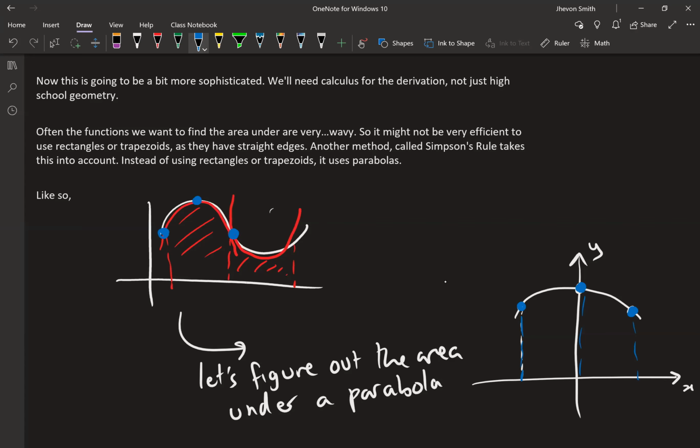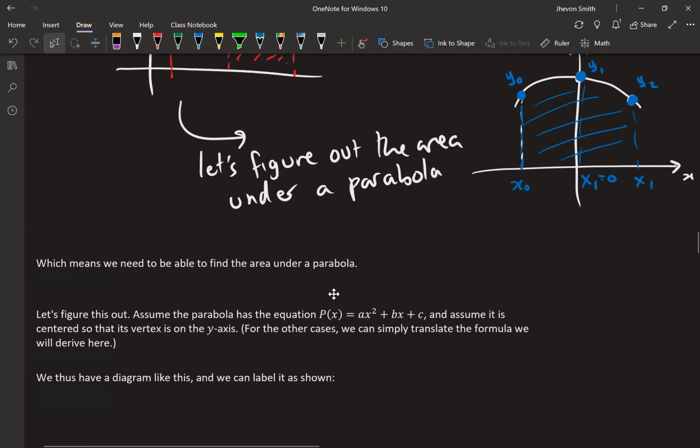So the first one is like x0, which leaves us with y0. Then here we have x1, which is actually specifically 0, and this is y1. Then here we'd have x2, where the output is y2. And I want to find the area under this parabola. Well, how do we find the area under the parabola?